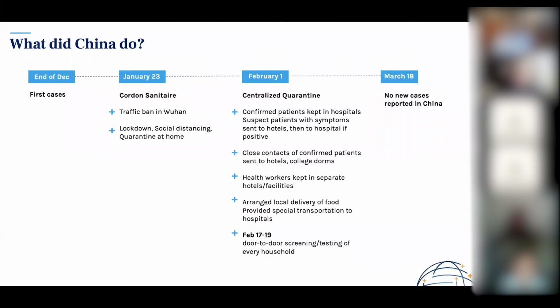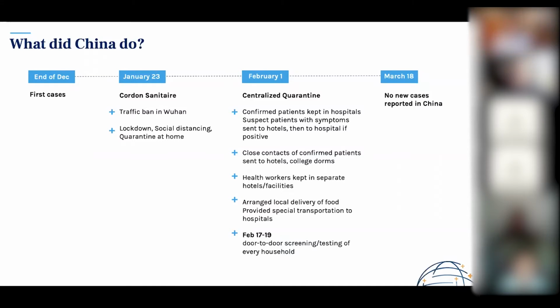Now, they were much earlier than we were in the United States and Europe in implementing that first step. But that wasn't enough. They realized pretty quickly that slowed things down. It flattened the curve, but it was not going to stop this thing. So they went to another phase, which they called centralized quarantine. And I talked to some of the docs in Wuhan a couple of weeks ago, just so I could better understand what they did. And it's amazing.